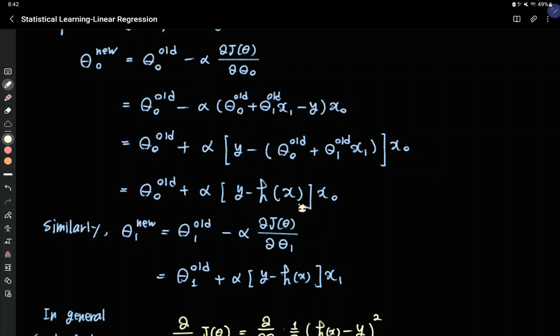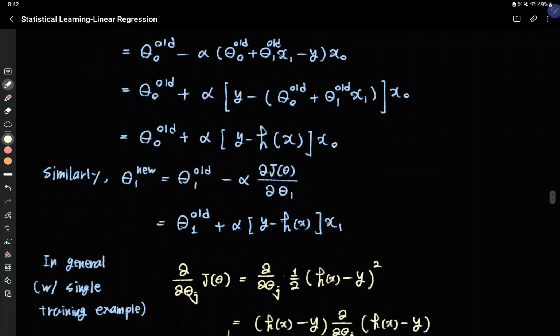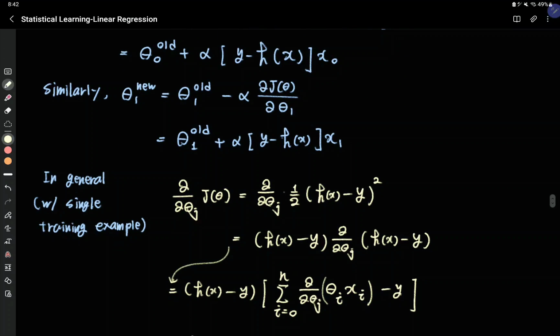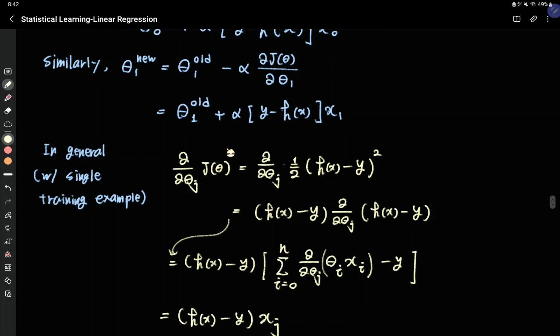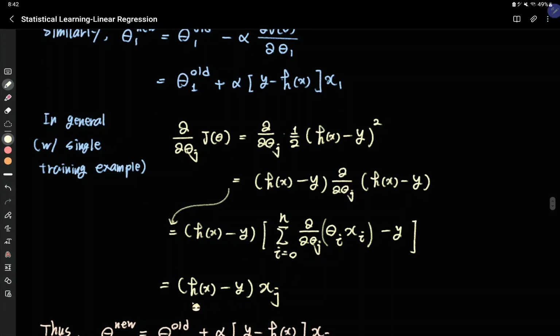So we got this. Similarly, for j equals 1, I mean the first feature, theta 1 new can be expressed like this: y minus h of x times x1. So in general, with a single training example, the partial derivative of the cost function with respect to theta j can be expressed like this: h of x minus y times x sub j.